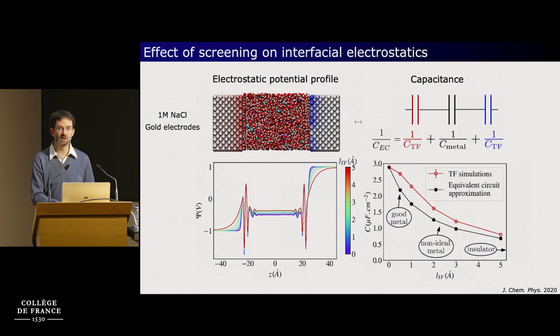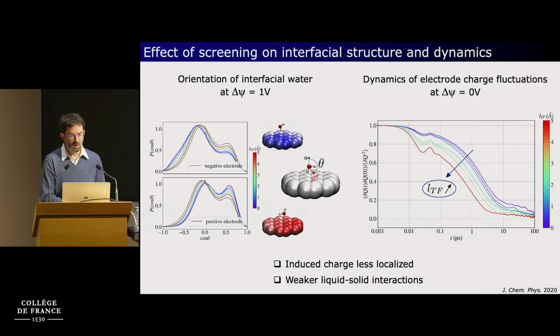And in terms of capacitance, you can interpret that as people usually do with equivalent circuit models, with one capacitor corresponding to the perfect metal case, and two capacitors in series corresponding to the part inside the two metals. So people usually refer to a quantum capacitance because it's related to the electronic response of the metal. And so if you compare now the results from the full Thomas Fermi simulations, which are in red, with this equivalent circuit approximation, you see that you have qualitatively the good trends, but you miss quantitatively some features that are related to the coupling between the metal and the interface.